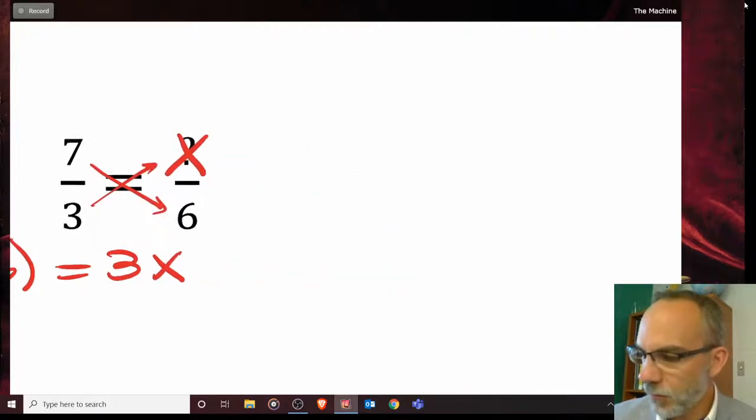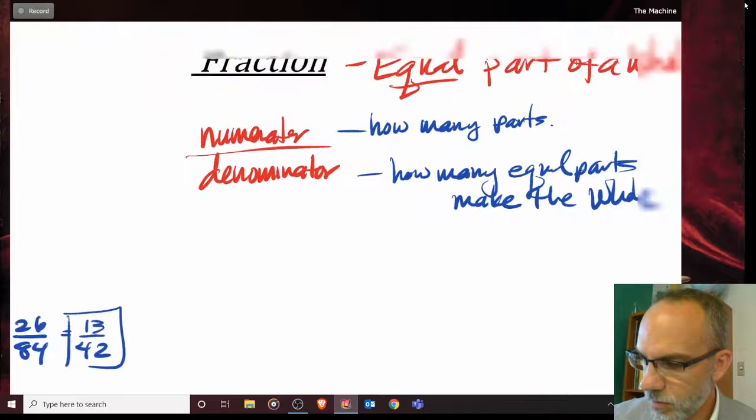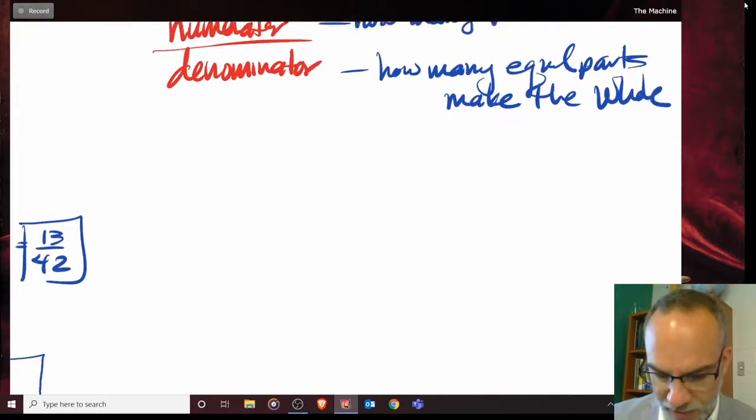Okay, so fractions tell us then, where's my notes? Come on, here we go. The numerator and the denominator.